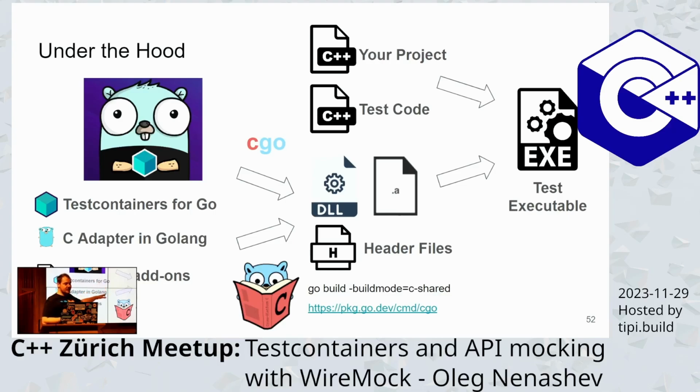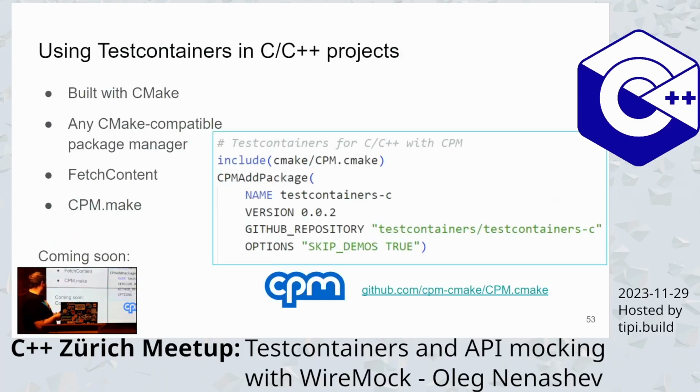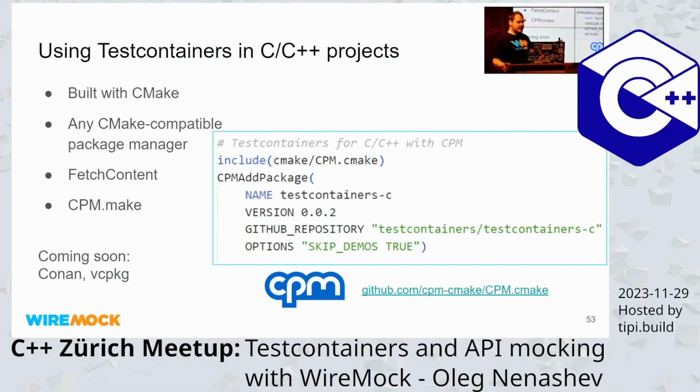So there is not so much C++ code in this implementation. There is mostly Golang, but it works for C++. And how does it work? The project itself is built with CMake, so any tool that can use CMake as a source, for example Conan or just FetchContent in C++, I believe vcpkg and everything else, can just use this project.